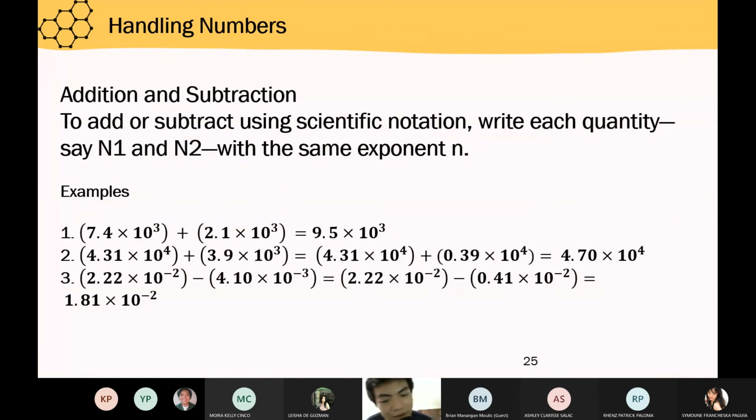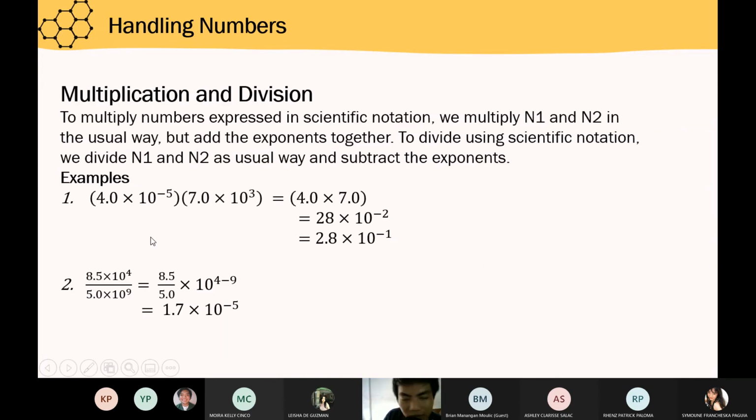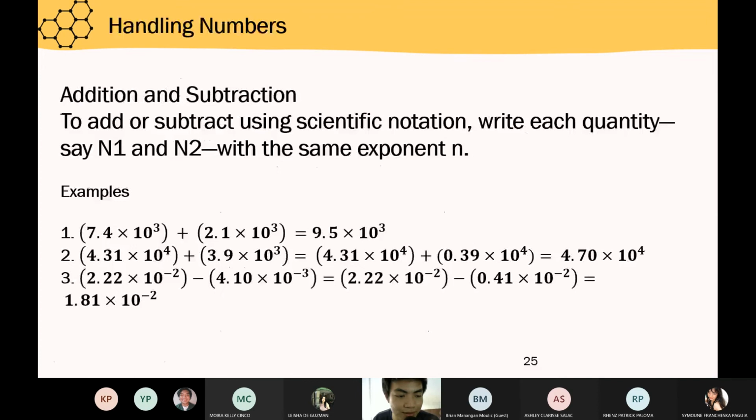Next one. When we do operations with scientific notations, pwede natin sila i-add and subtract, pero may rules. Okay? Ito, siguro ngayon lang nyo to may encounter. Okay? Multiplication, division, may rules din. Pero madali lang. Okay? So, ganito. Start tayo. Addition and subtraction of scientific notation.